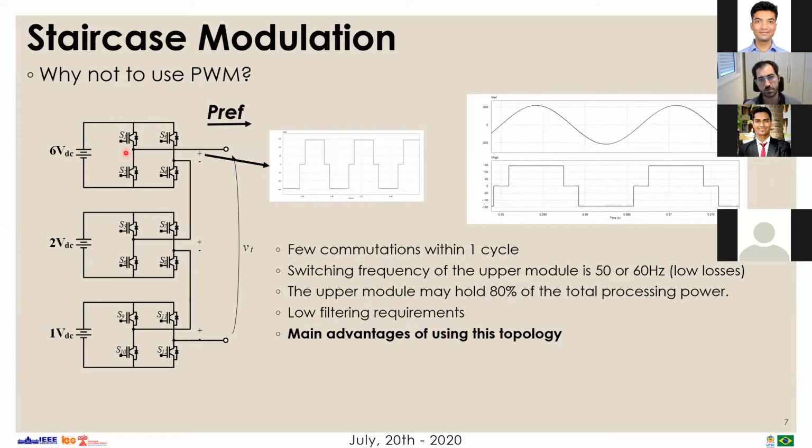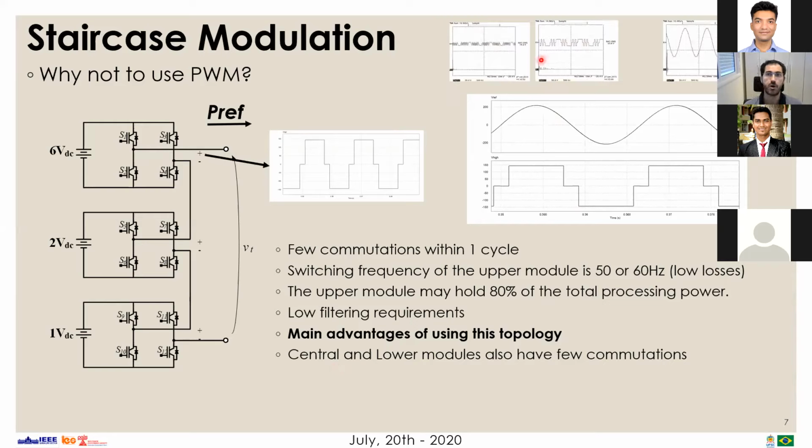Process 80% of the total power, few commutations, lower losses, and the output filter is still low order and low volume. Even the central and lower modules have few commutations. If I plot here again the waveforms shown in the previous slides, we see that there are few commutations within one cycle. And again, this is the terminal voltage. Okay, summarizing, you are processing almost 80% of the total power with a considerably low switching frequency, and you don't need a high volume filter at the output. And this is the main advantage of the staircase modulation.